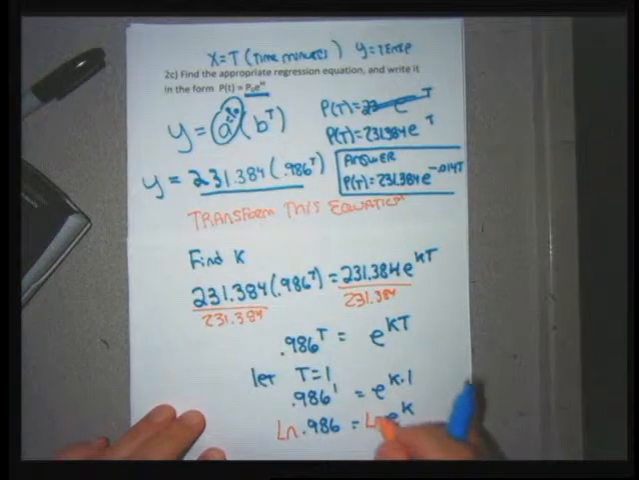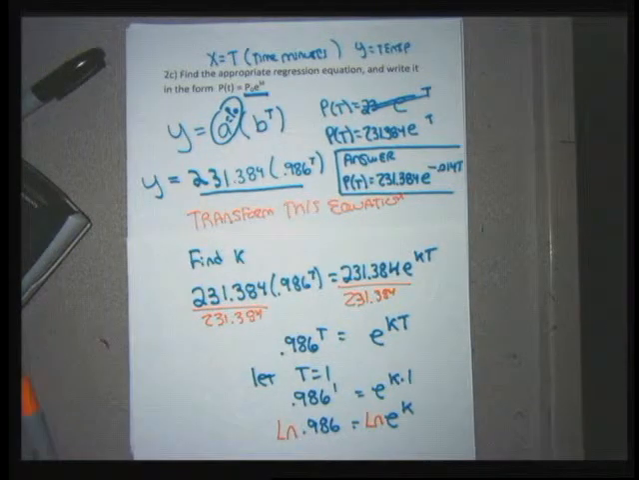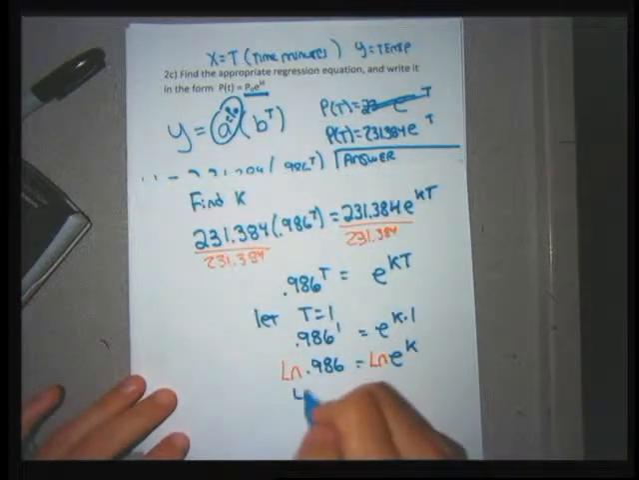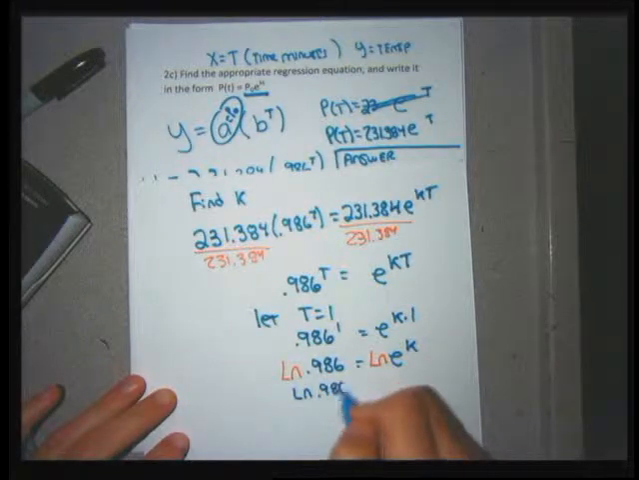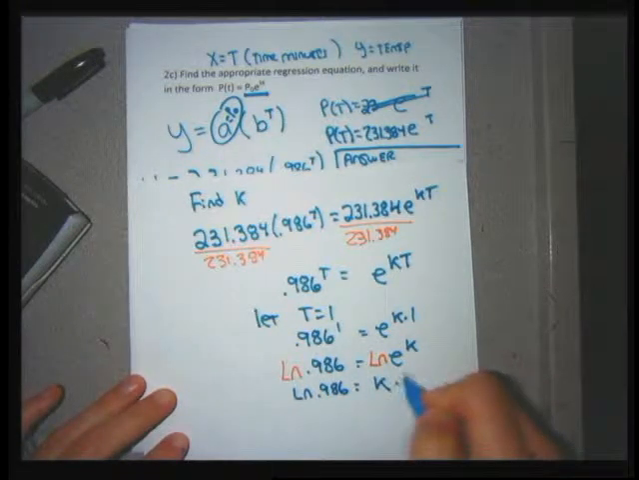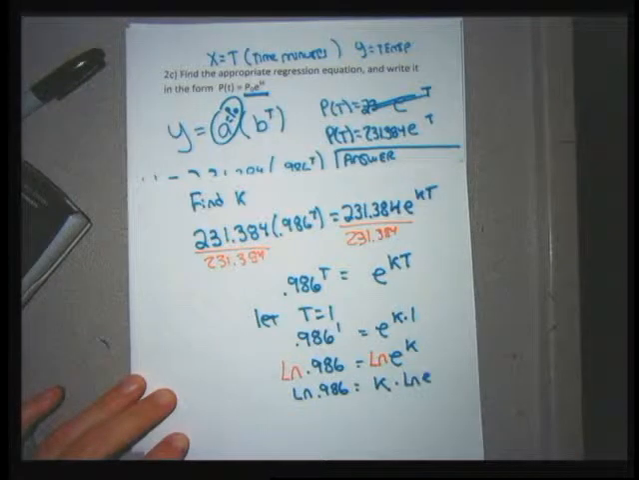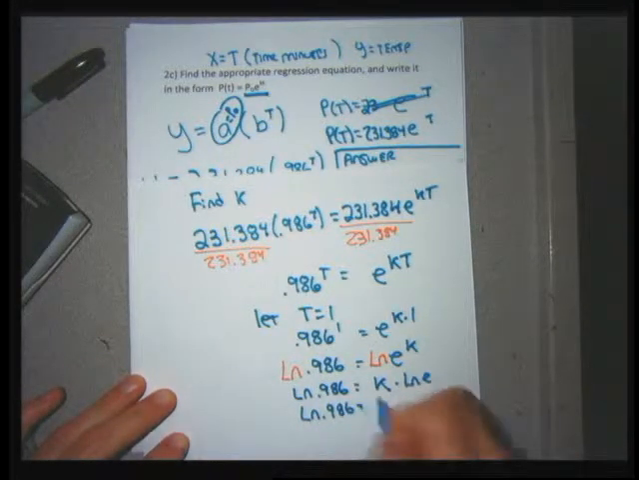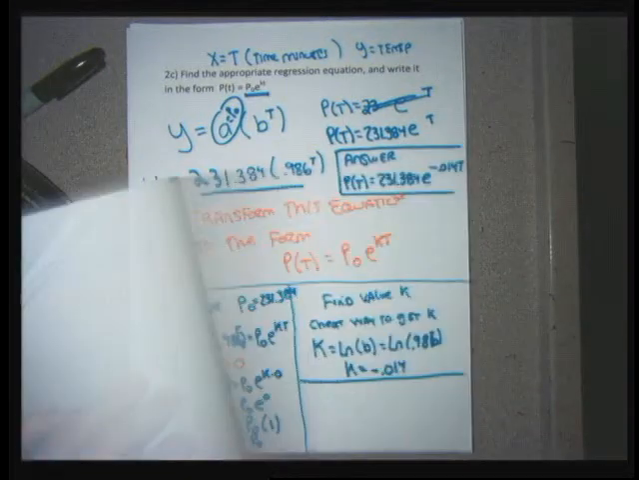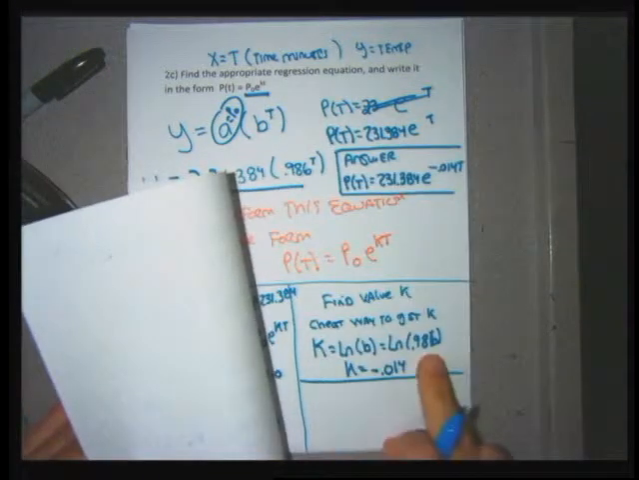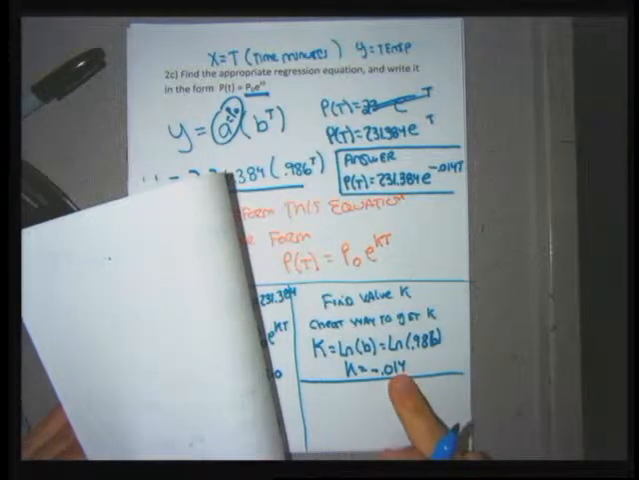Get the natural log of 0.986 equals the natural log of e to the k. This gives me the natural log of 0.986 equals k times the natural log of e. The natural log of e is 1, so I get the natural log of 0.986 equals k, and that's what my shortcut says. Just take the natural log of b and you'll get the value of k.